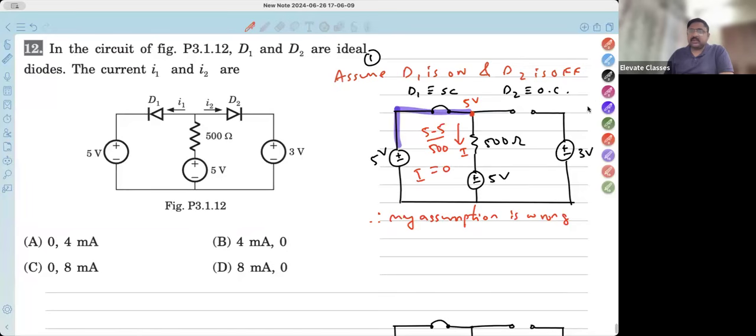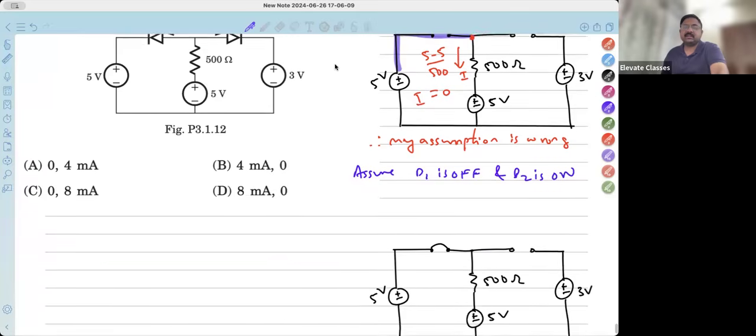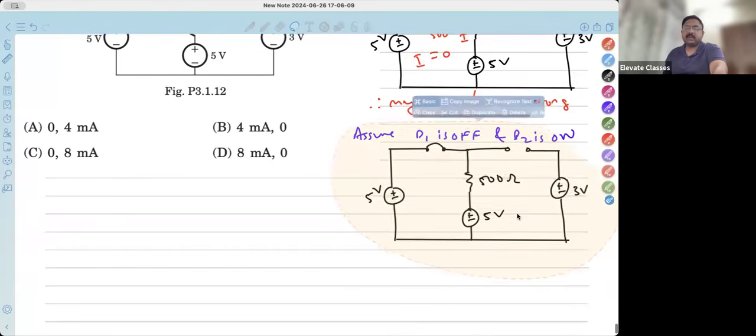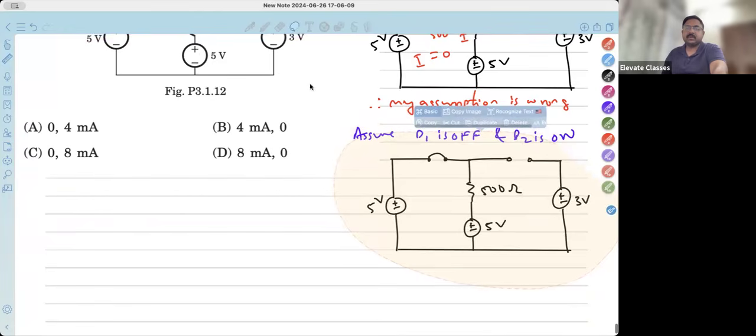Now, this assumption turned out to be wrong. Let us take the second assumption. What will I take in the second assumption? Now I am going to assume D1 is off and D2 is on. Let's take this assumption and see what will happen. So now I again redraw the circuit. Okay, what will we do? The first diode will be open circuited and the second diode will be short circuited.